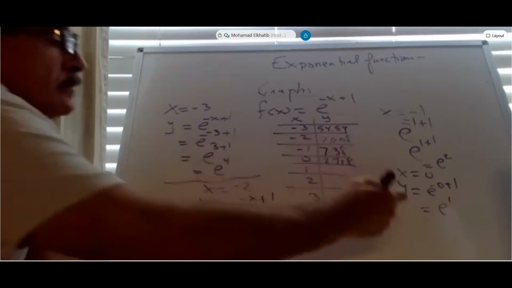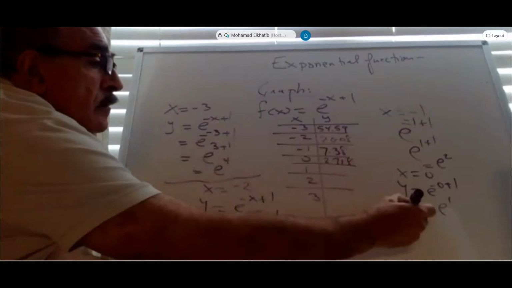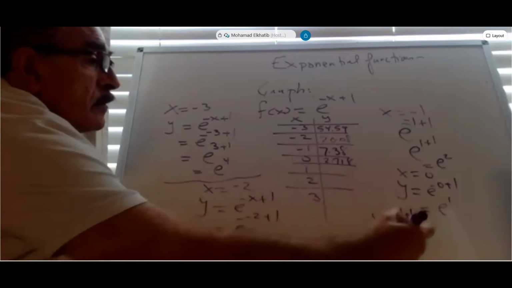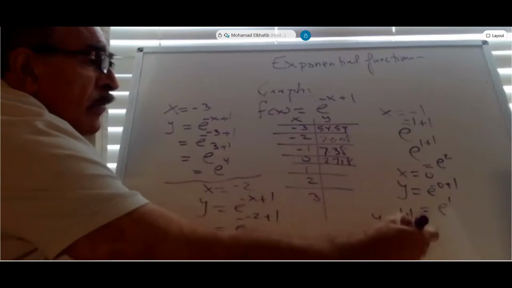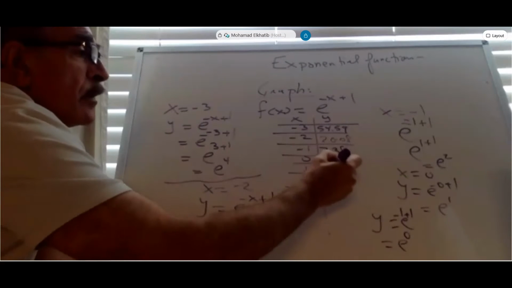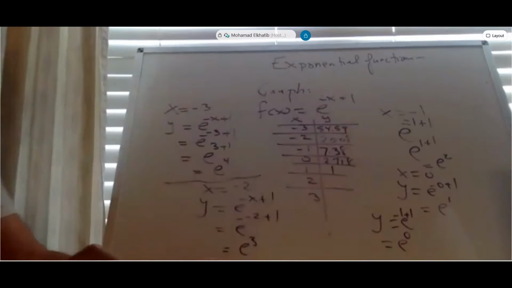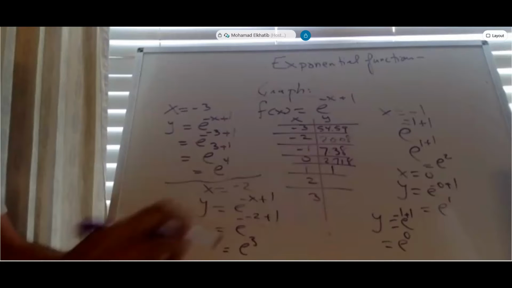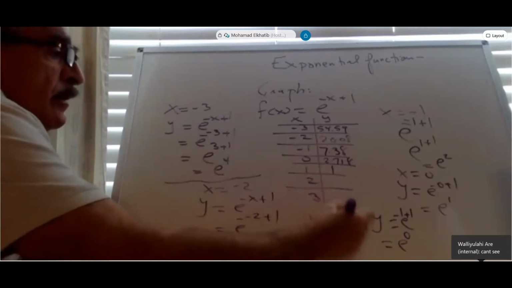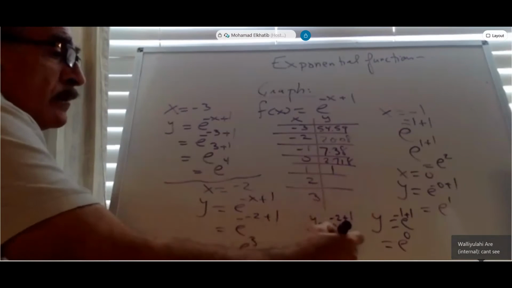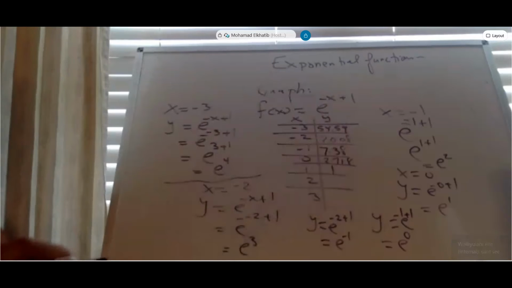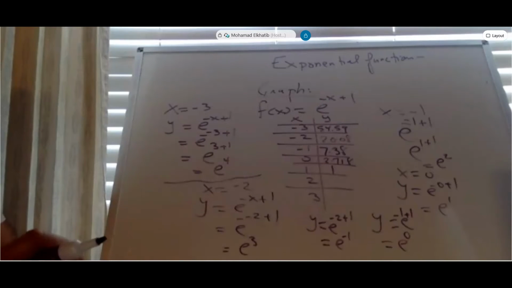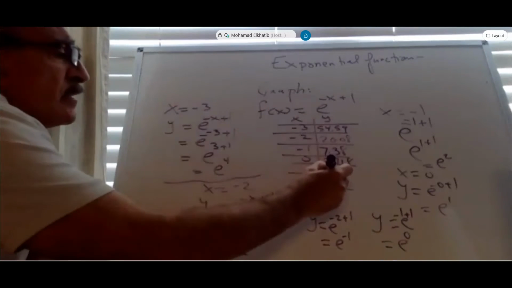Now x is 1. Negative 1 plus 1 is 0. Any number raised to the power 0 is 1. X is 2. So y is e to the negative 2 plus 1, which is e to the negative 1. So I'm going to do 1, negative, then e, 0.36.